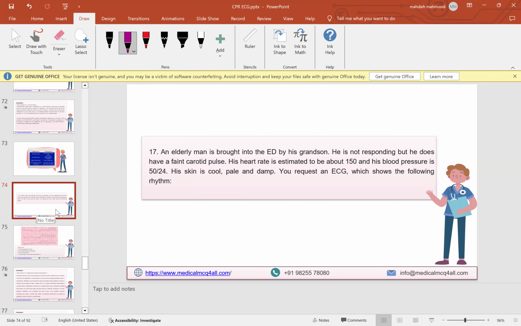An elderly man is brought to the emergency department by his grandson. He's not responding, but he does have a faint carotid pulse. Heart rate is estimated to be 150, blood pressure 50/24, skin is cool, pale, and damp. You request an ECG. This is the ECG.